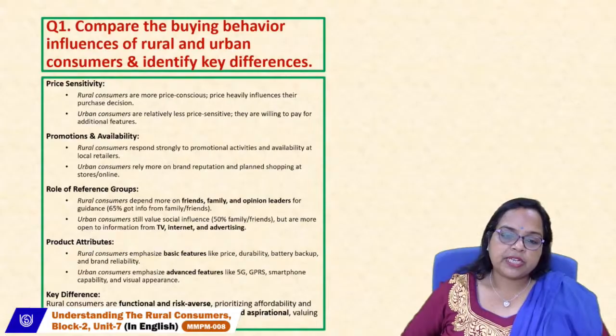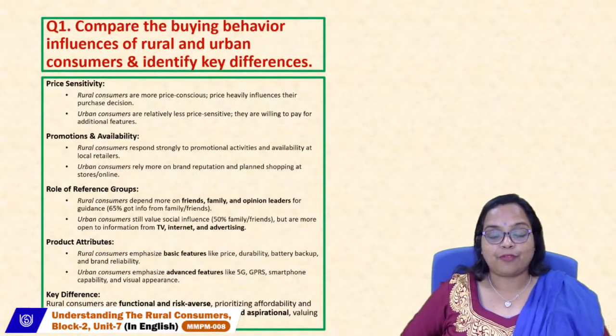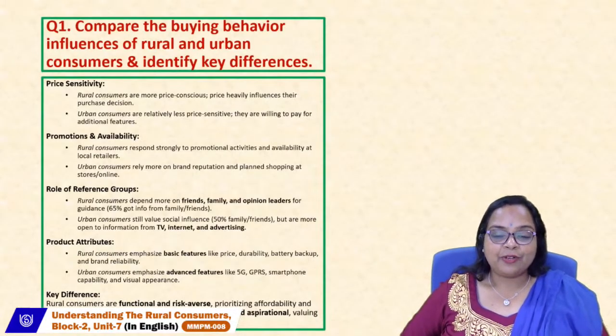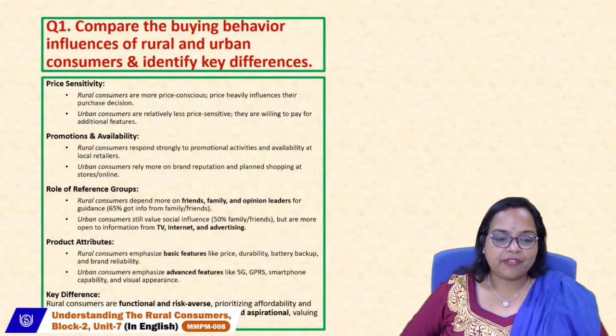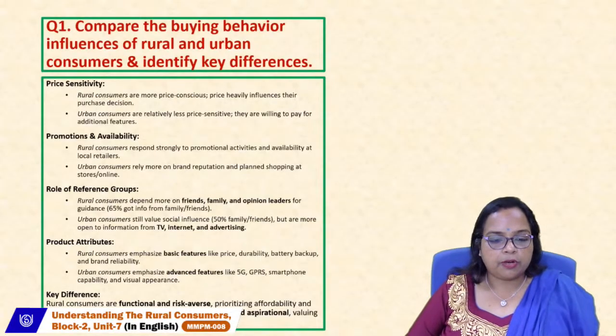Rural consumers emphasize basic features like price, durability, battery backup, and brand reliability. Urban consumers emphasize advanced features like 5G, GPRS, smartphone capability, and visual appearance. Nowadays, they are also looking for Alexa or AI in the phone, and you must have seen AI connection or AI availability in your phone. So, the key difference is rural consumers are functional and risk averse, prioritizing affordability and durability, while urban consumers are feature driven, aspirational in nature.